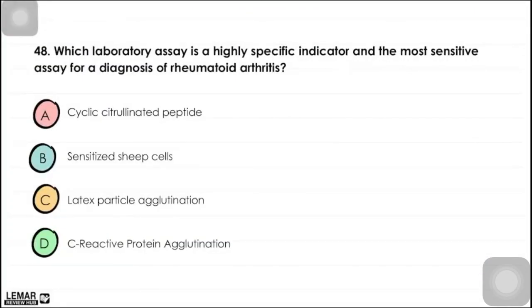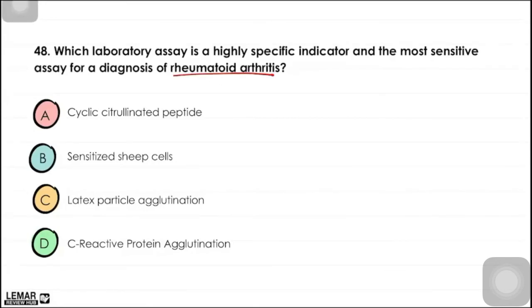We have item number 48, which is number 14: which laboratory assay is a highly specific indicator and the most sensitive assay for diagnosing rheumatoid arthritis? The choices: letter A, cyclic citrullinated peptide; letter B, sensitized sheep cells; letter C, latex particle agglutination; letter D, C-reactive protein agglutination.